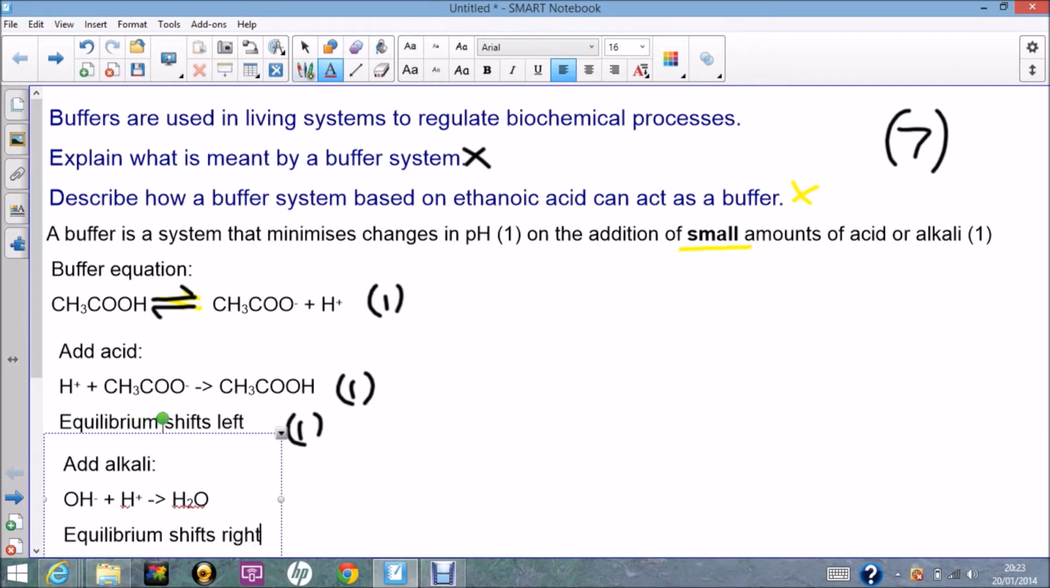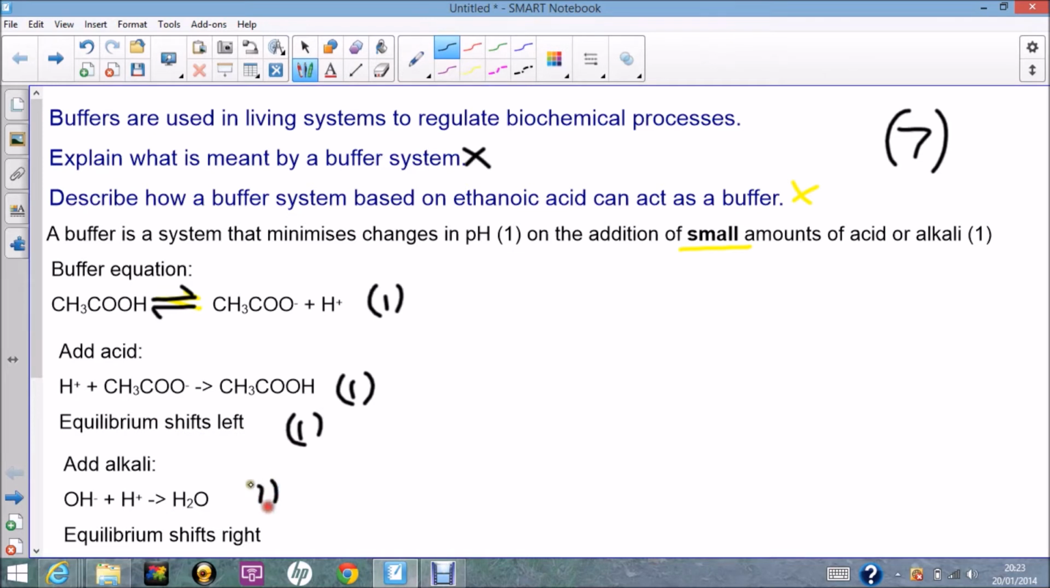And again, marking points, 1 for the equation, 1 for the equilibrium. So there we've got 1, 2, 3, 4, 5 for the explanation of how it works, 2 for the equation, giving us our total of 7.